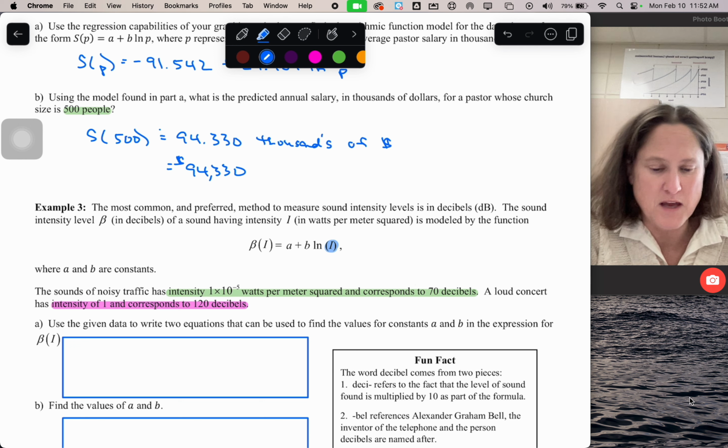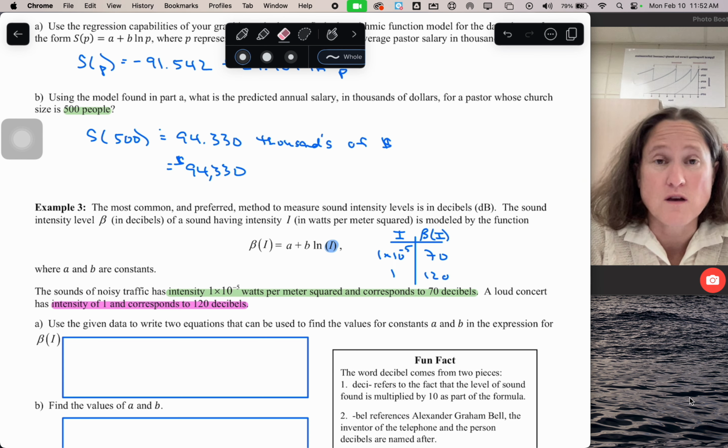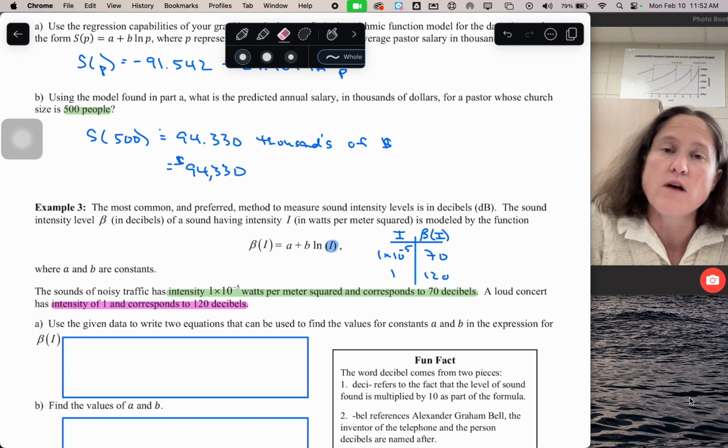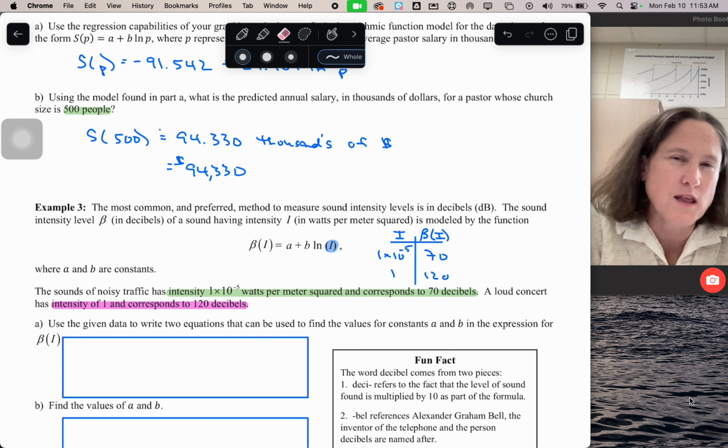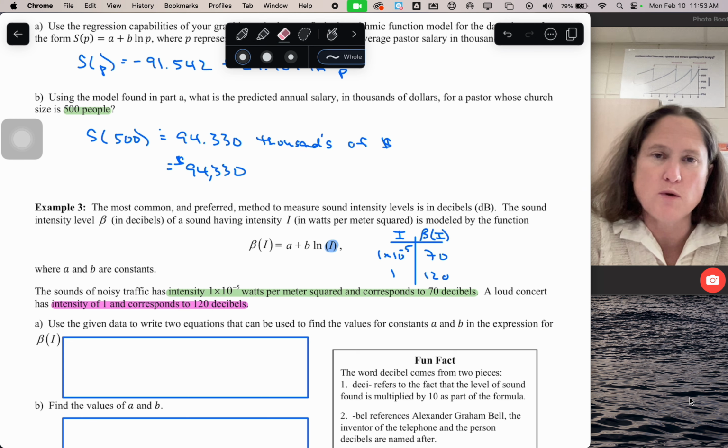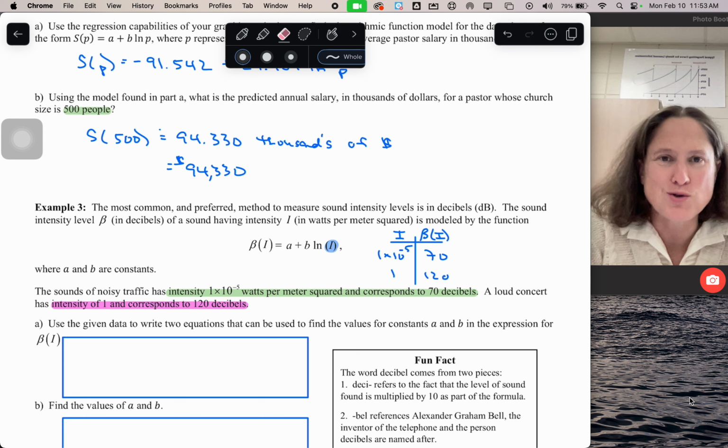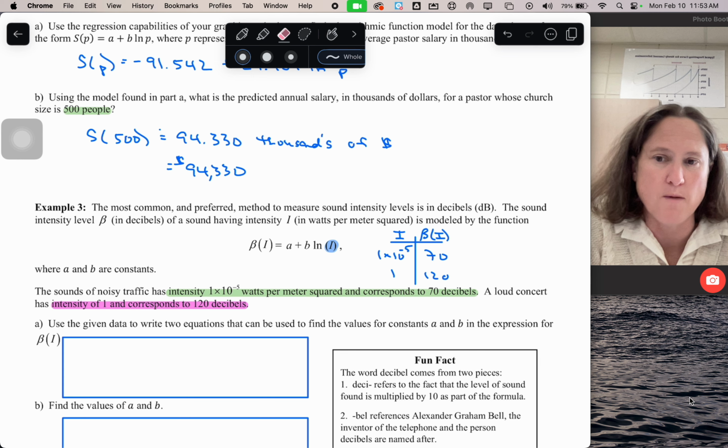So if I is my input value, then I'm going to go ahead and make a table of values. I was told that when the intensity is 1 times 10 to the negative 5th power, the decibel level is 70, and I was told a second point that when the intensity level is 1, the decibel level is 120. So that's my table. It's exactly like examples 1 and 2 now. I just had to think a little bit more about it to identify what are my inputs and what are my outputs. They're giving me 2 ordered pairs, and I just put it in table form.